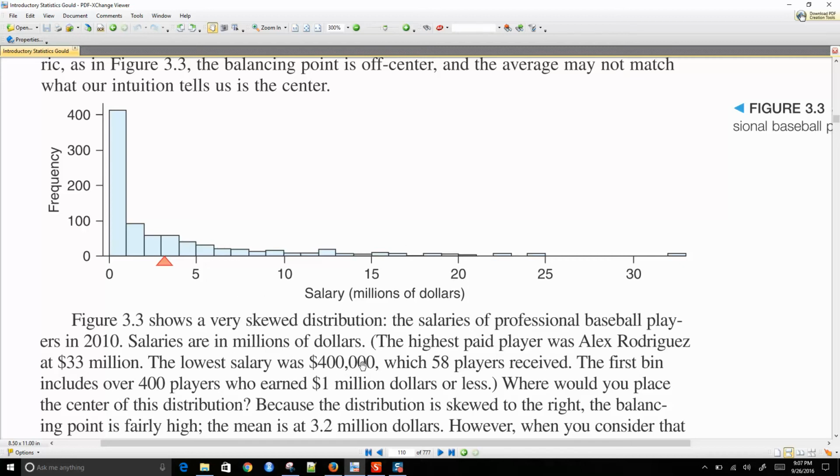The minimum that you get paid if you're a pro baseball player is $400,000, okay? And almost half of your players are making less than $1 million a year. So is it right to say the average is 3.2? I mean, that is the mean, but maybe it's not the best number to represent the data, okay? Question? Yeah, this chart is unimodal, right? We got one mode here, and it's skewed right.